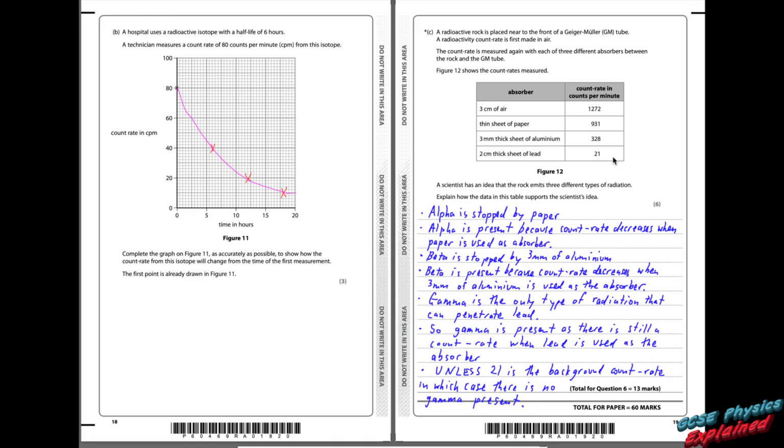So what you'd have to do is get rid of the rock completely and see if the background rate is 21. If the background rate was, say, 10, then we know that there must be a count rate of 11 coming from the gamma in this case. So that is a standard question, and they often use it as your 6 marker. So I hope you've understood the way I've explained it there. Again, check out my video, all to do with the types of radiation, alpha, beta and gamma, the penetration power, the ionization power, and what they're made of.